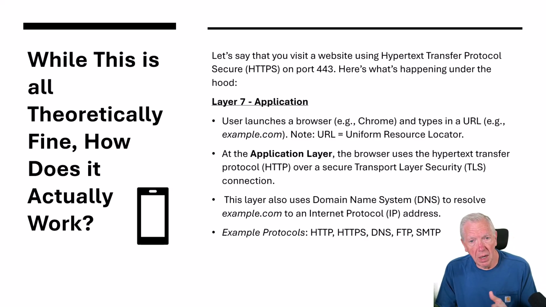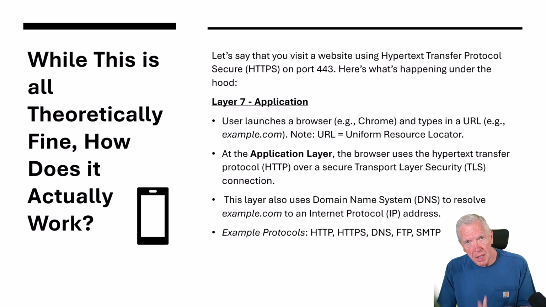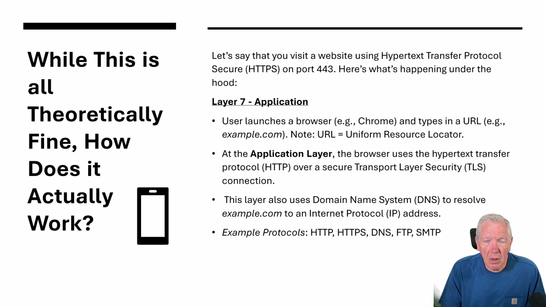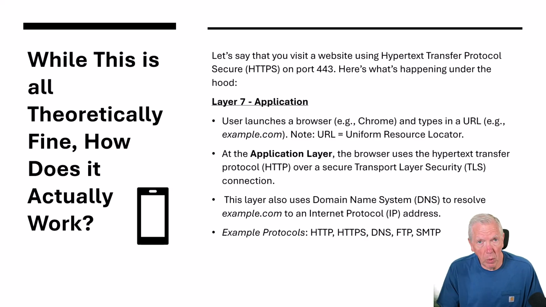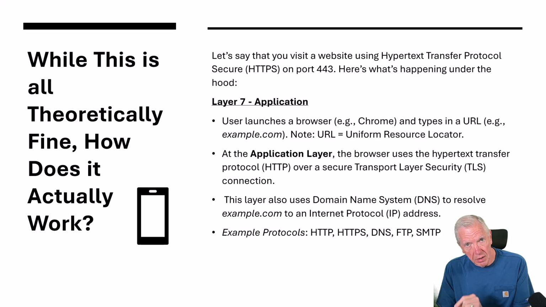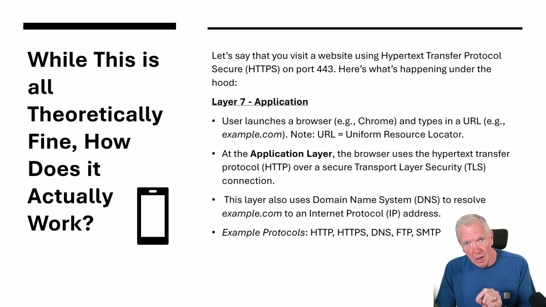And so here's what's going on under the hood. You launch a browser, Chrome, Edge, whatever. You type in a URL like example.com. The acronym URL stands for Uniform Resource Locator. It's just a great way for you and I to communicate together that we're talking about a website address. We just say URL. At the application layer, the browser uses HTTP over what is called Transport Layer Security. There's an even older one than this, SSL. And these are used to make the conversation secure.